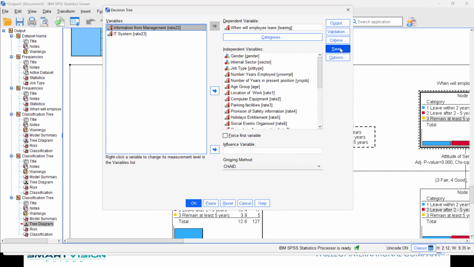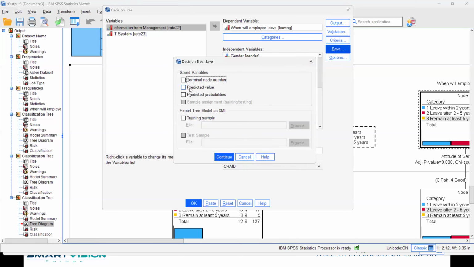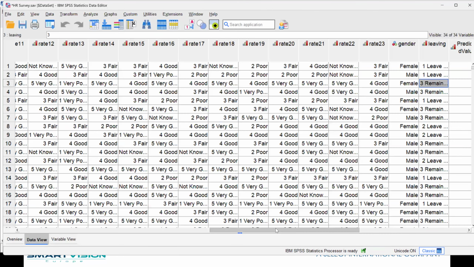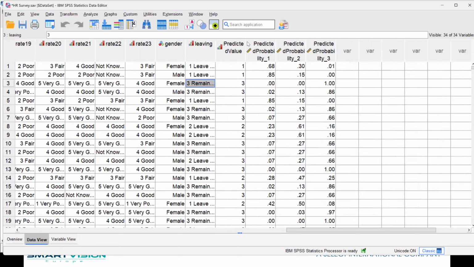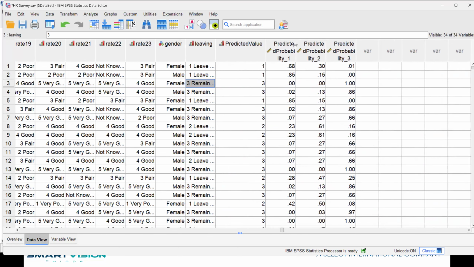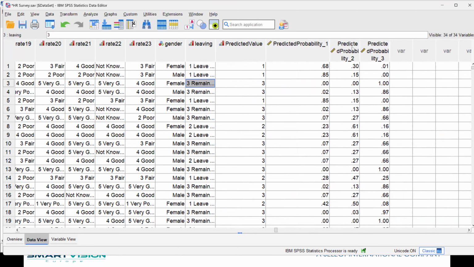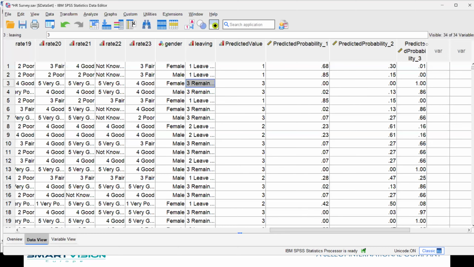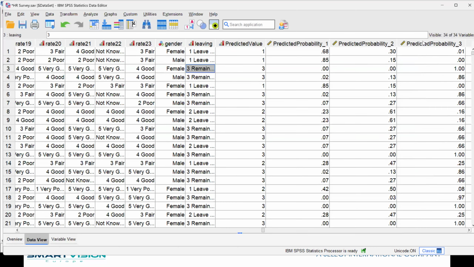And in fact, I can ask it at this stage to predict. I could apply it to a new data set and ask it to predict, or I could just ask it to save the predicted value and the predicted probability and click OK. And it would rerun that and it would create these extra fields at the end here. I just make this a bit wider. This is predicted value. That's a predicted probability of being category one, category two, category three.